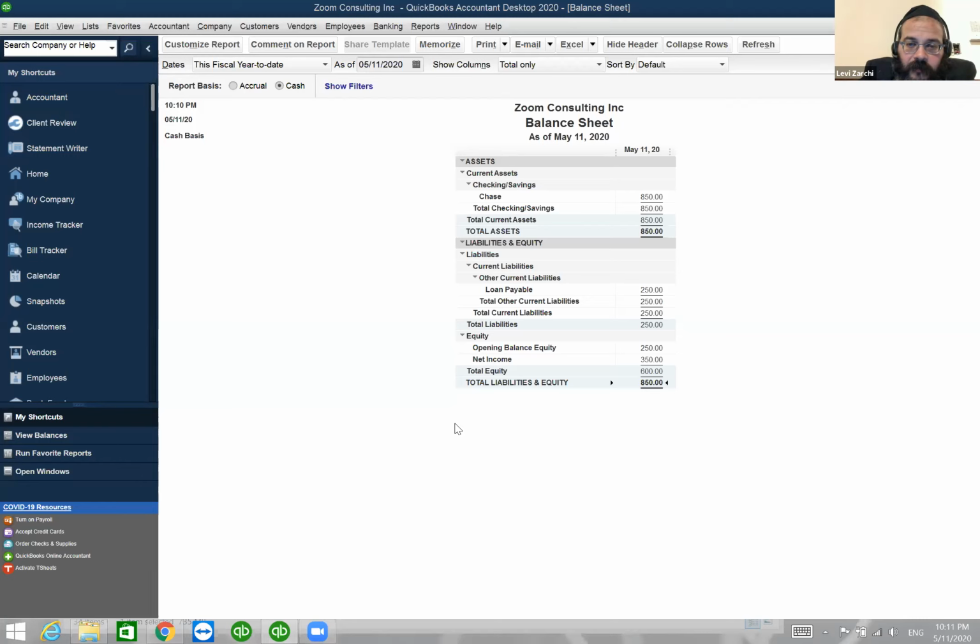When you bill a customer, it doesn't mean he paid. That is correct. You bill them, it's an invoice. And that is the whole reason why you have accrual versus cash, etc.